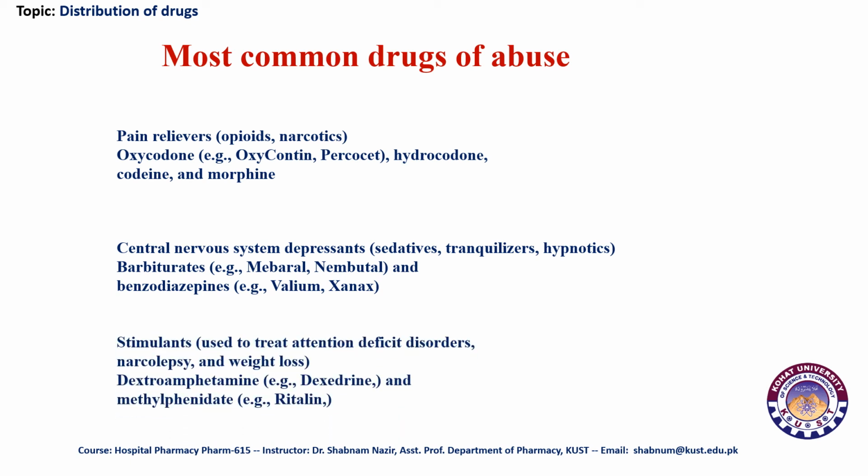Then there are stimulants. Apart from pain relievers and central nervous system depressants, stimulants have the potential to be abused by patients. Stimulants are used to treat attention deficit disorders, narcolepsy, and weight loss. These are the main reasons for which the use of stimulants is usually started. Examples are dextroamphetamine, for example Dexedrine, and methylphenidate or Ritalin.